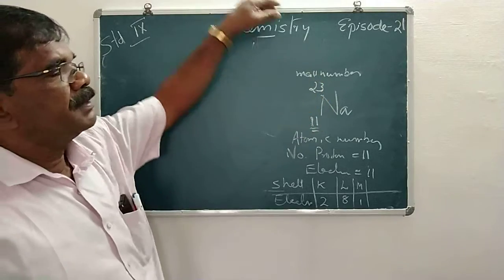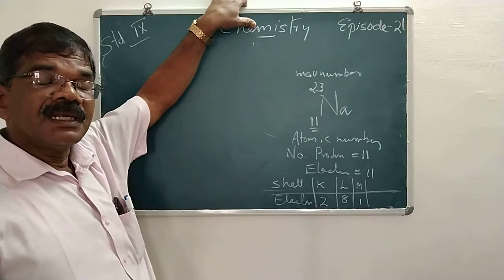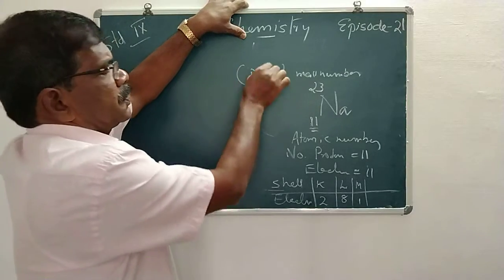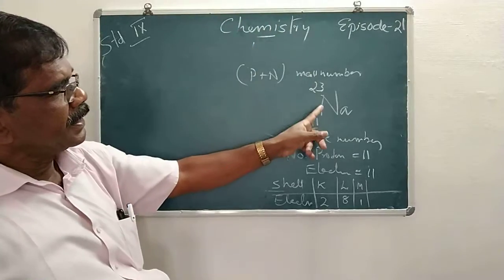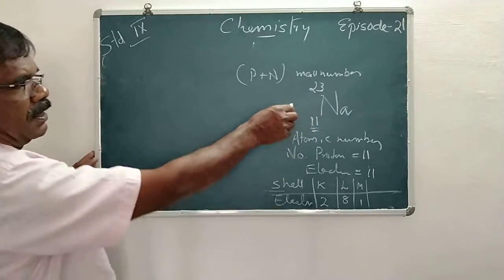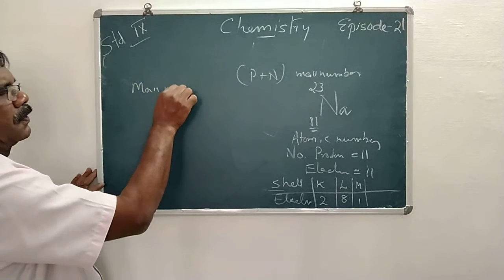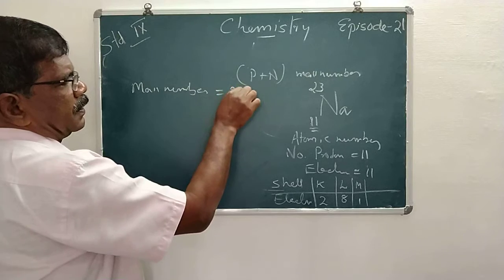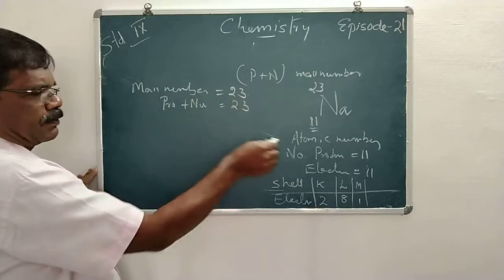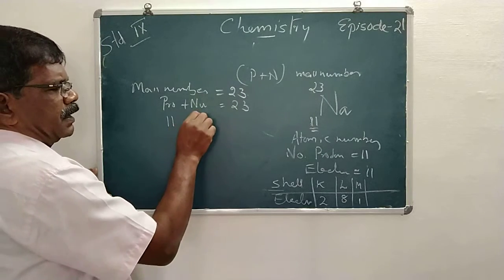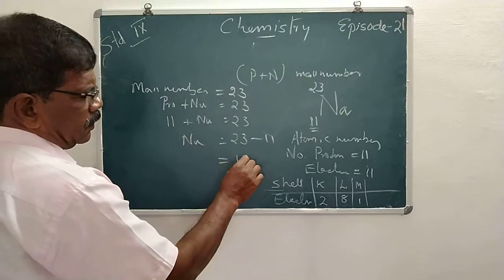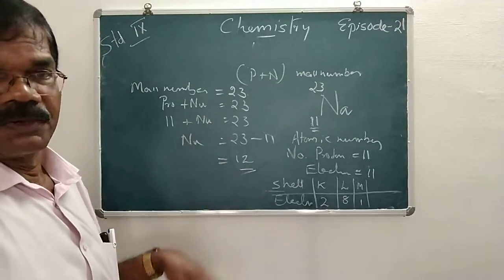Then, by knowing the mass number: mass number is equal to protons plus neutrons. Mass number means P plus N, where P is protons and N is neutrons. Then by deducting the number of protons from 23, we get the number of neutrons. For example, mass number is 23. That means protons plus neutrons is equal to 23. Here protons are 11. 11 plus neutrons is equal to 23. Therefore, number of neutrons is equal to 23 minus 11, that is equal to 12. So, by knowing this, we can calculate all the numbers.